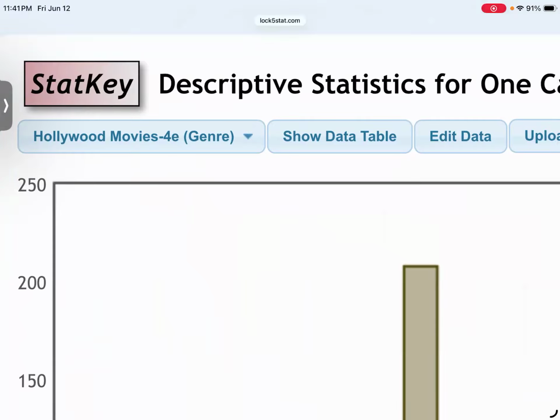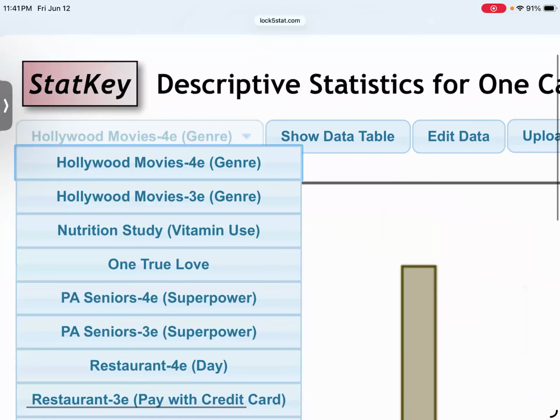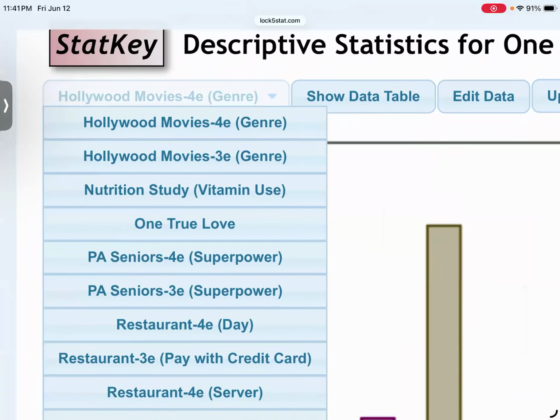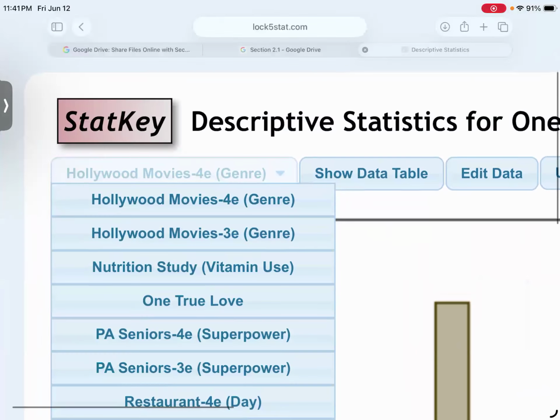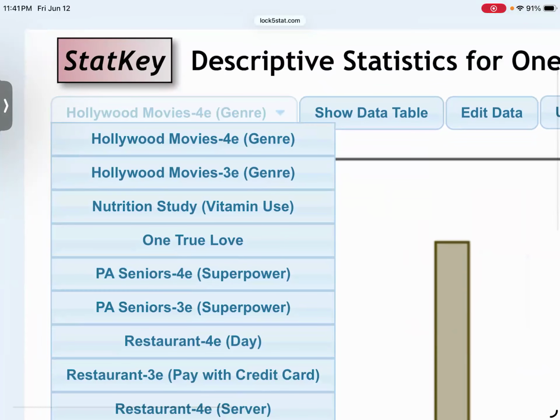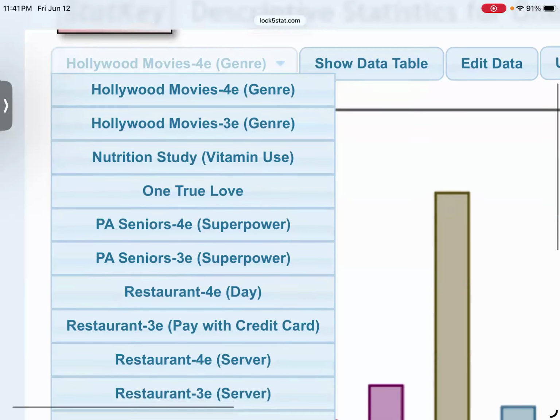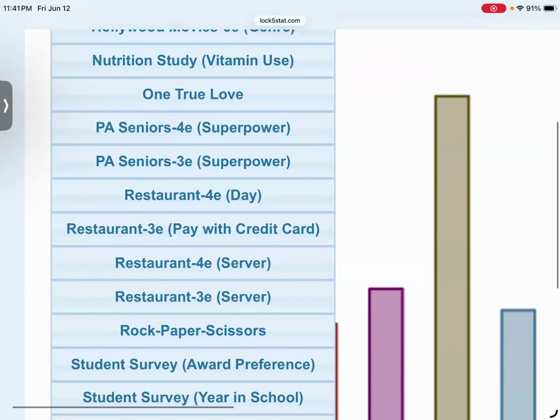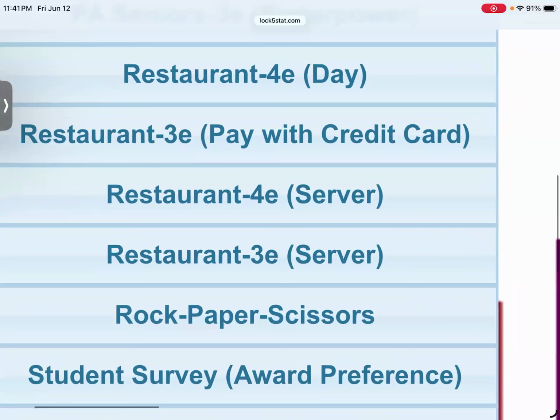All we need to do for these homeworks is to pick the data set that we want from this little list. So you can just open and close this little list. And the good news is that they're in alphabetical order. And so the one we're looking for, again, is the restaurant 4th edition server, right? Don't do 3rd edition. That is going away as the old edition. Restaurant 4th edition server. And just go ahead and click on that.